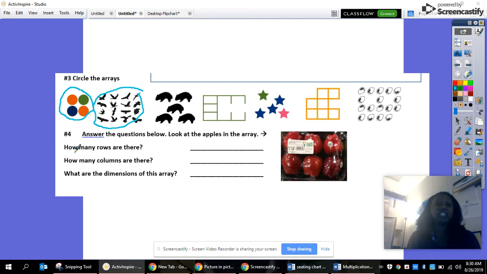Number 4 was asking us questions about these apples. So it asks us how many rows are there. Rows go across horizontally. There's 1 row, 2 rows. The next question asks about columns. Columns go vertical, up and down. There's 1, 2, 3 columns.